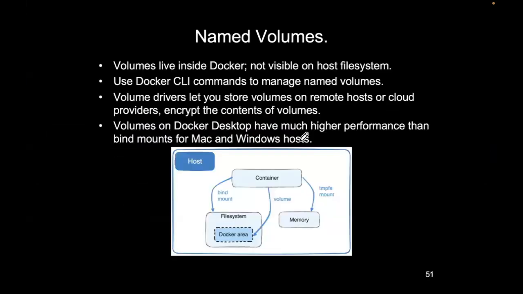The other type of volume are called named volumes. Bind mounts have been part of Docker from the outset. Named volumes are a newer type of volume, although they've been around for a number of years. The difference, though, is that the actual data, files and folders, are within the Docker space on your host computer. Okay, they're not visible from the file system.